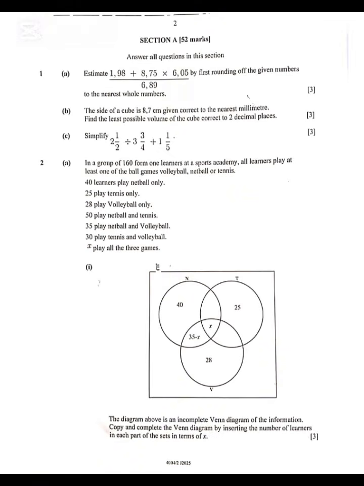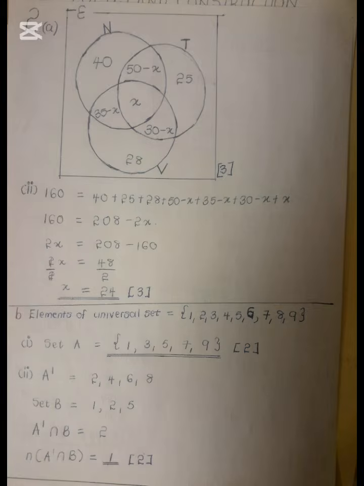The diagram above is an incomplete Venn diagram of the information. Copy and complete the Venn diagram by inserting the number of learners in each part of the sets in terms of X. So here we just need to complete the part which is having netball and tennis only, and also tennis and volleyball only.